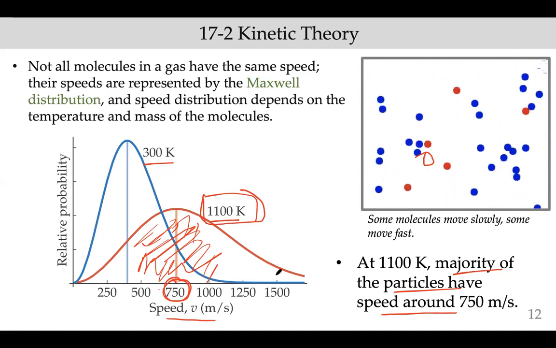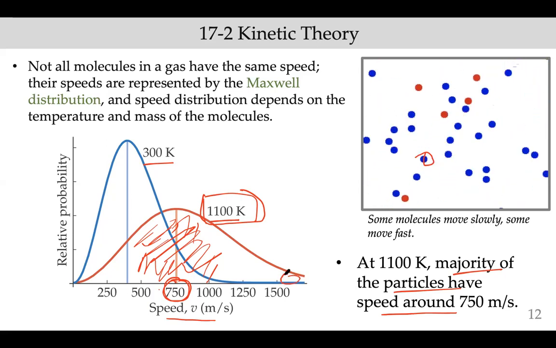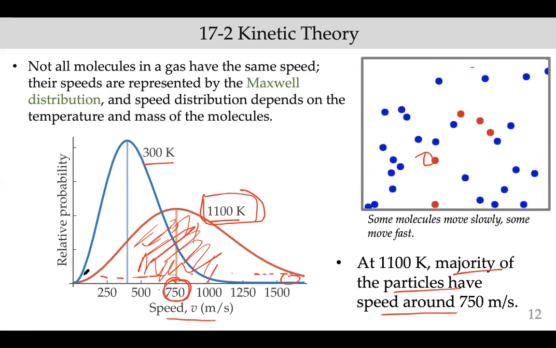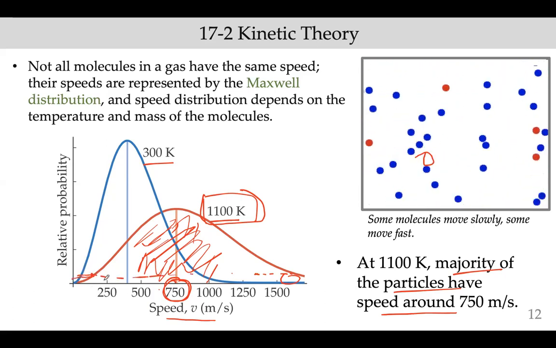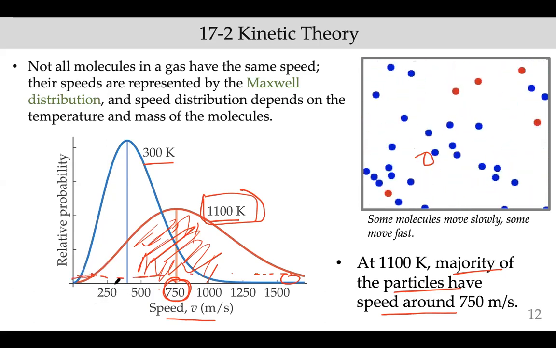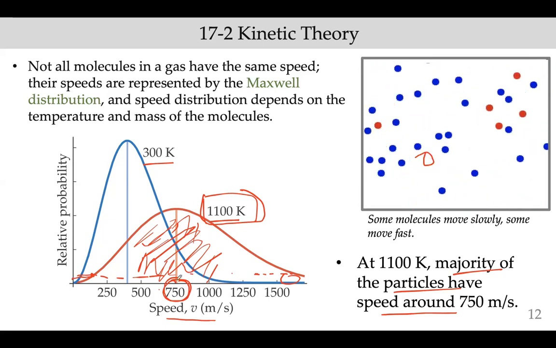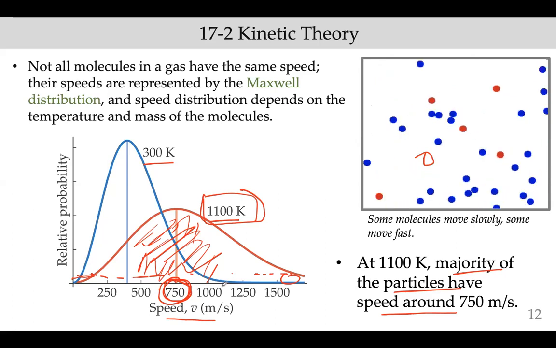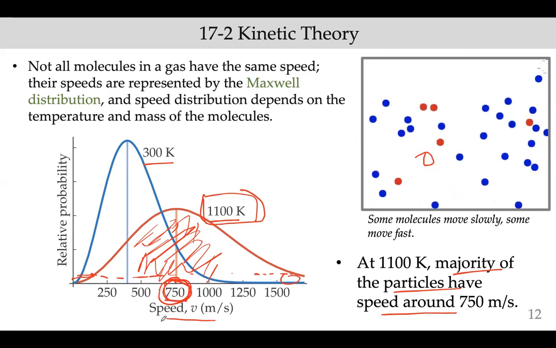There are also high speed particles, but you can look at the probability, or the amount, of high speed particles and low speed particles. They are way less than particles that have speed around this value, which is 750. And by the way, these values are realistic.